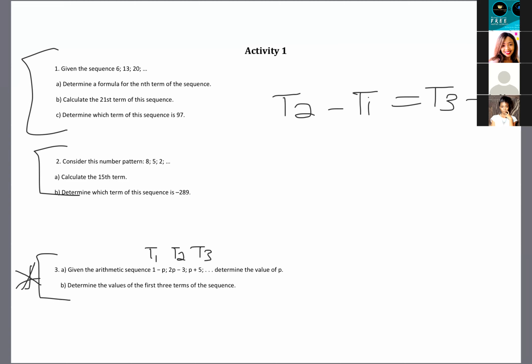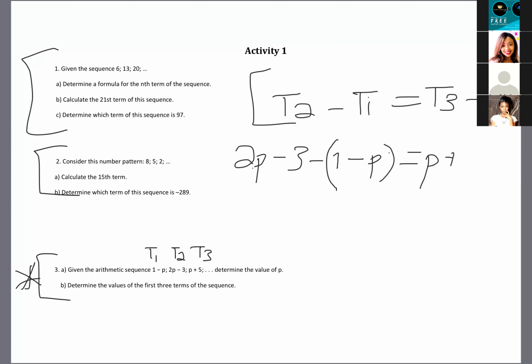We're going to substitute t2 into this equation that we made for ourselves. So we're going to say 2p minus 3 minus, and don't forget to put the first one in the bracket, 1 minus p is equal to, then you go to your t3, p plus 5 minus my t2, which is 2p minus 3. And then you just close the bracket. And then you just solve for p like you would in any other equation.